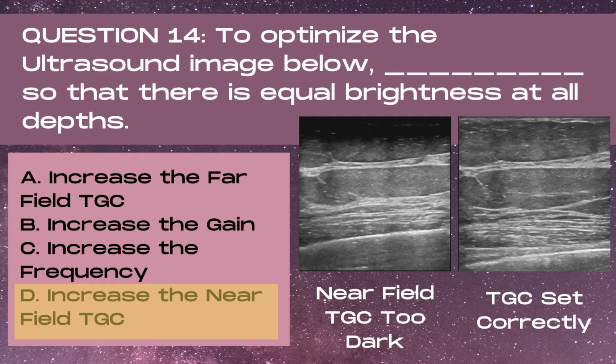In the first image, the near field or the top of the ultrasound image is too dark. You can't make out structures or layers of the breast tissue. Using the TGC control to increase image brightness at just this depth will ensure that you have equal brightness from the skin layer all the way to the chest wall.